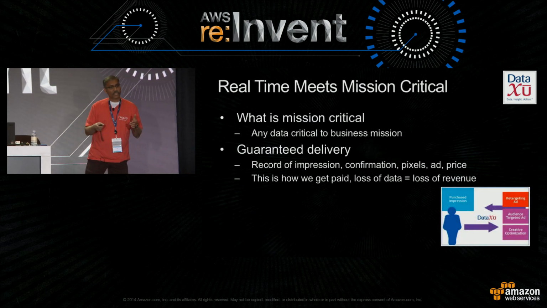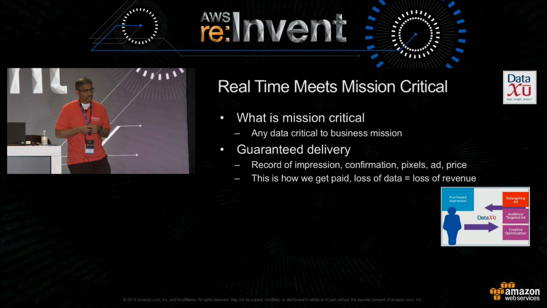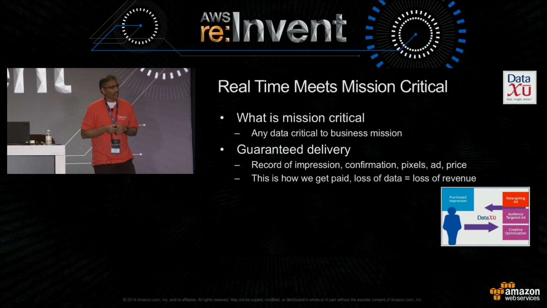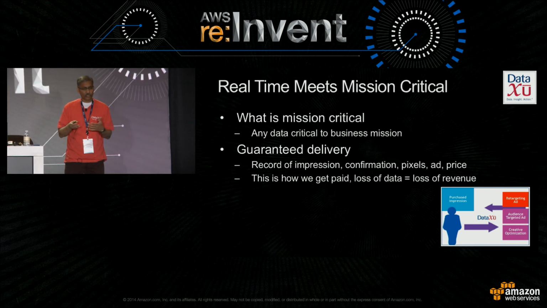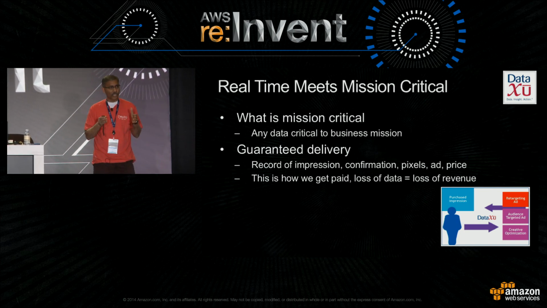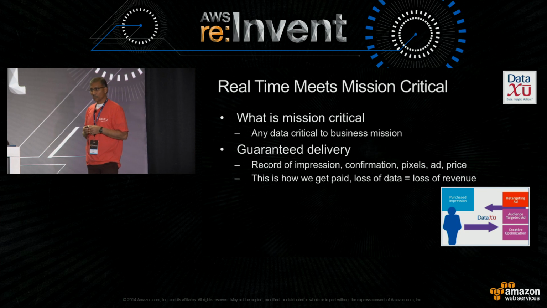So real-time meets mission-critical. Let me state the obvious. Mission-critical is anything that's important for a business mission. This is the data that we can't afford to lose, so we take a lot of precautions to bring it into the systems. Why is it so important? Before I talk about the guaranteed delivery, let me talk about why this data is so important.